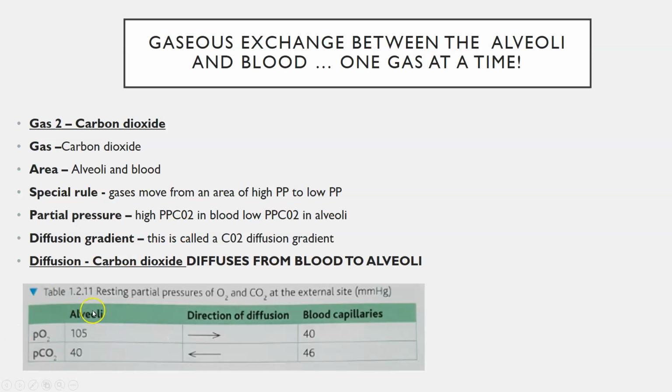So what this table is saying is the partial pressure of oxygen in the alveoli is 105, in the blood it's 40. Gases move from an area of high concentration to low concentration. Therefore, oxygen diffuses from the alveoli to the blood. The partial pressure of carbon dioxide in the alveoli is 40. In the blood it's 46. Gases move from an area of high partial pressure, so it's got to be this one, to low partial pressure. Carbon dioxide must diffuse from the blood to the alveoli.